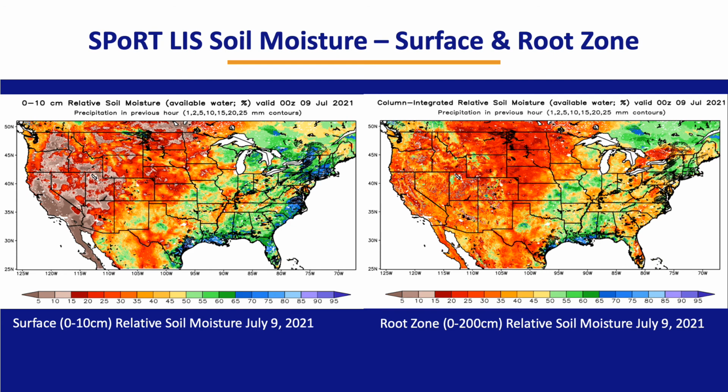Here are a couple of images of the output from that product. We've got on the left the surface relative soil moisture, or available water, on July 9th, and then on the right the root zone relative soil moisture at the same time. This would allow you to compare what's at the surface level, the more immediate, recent effects of precipitation, for example, versus on the right, the longer term status of the soil column.